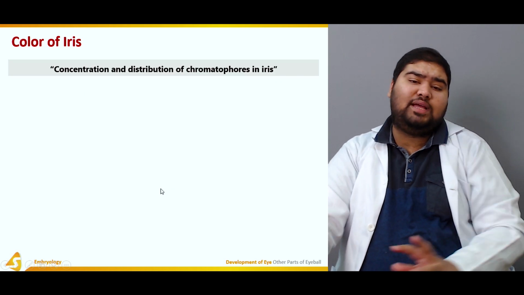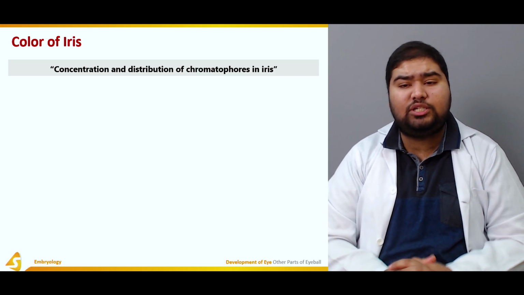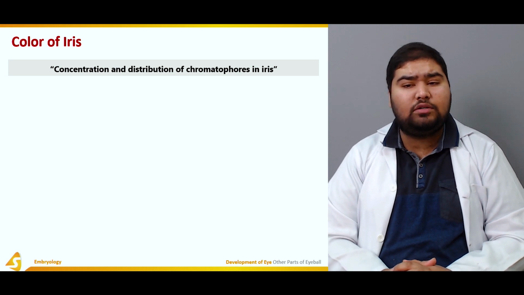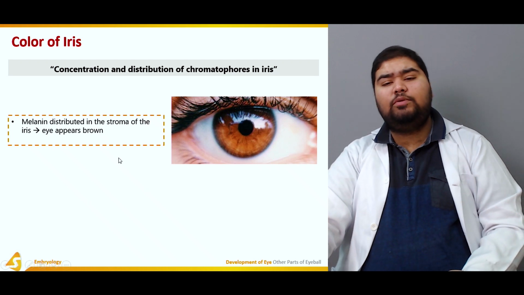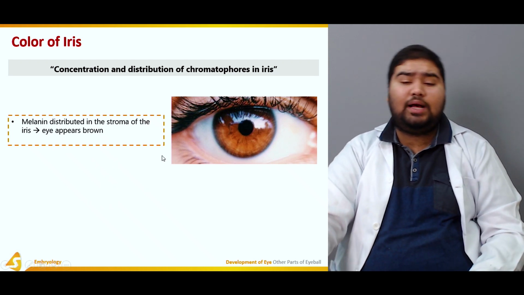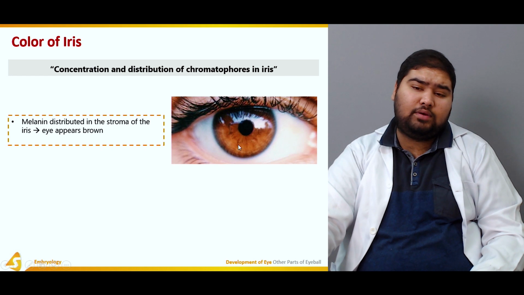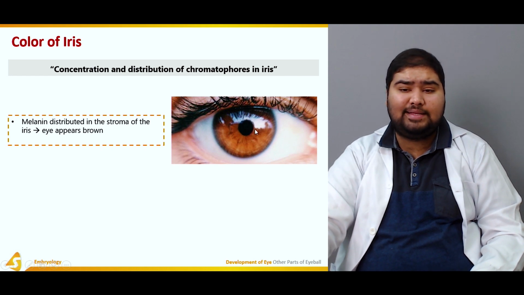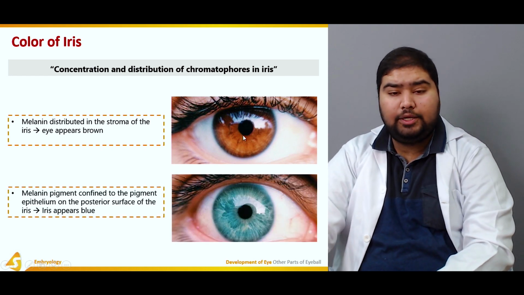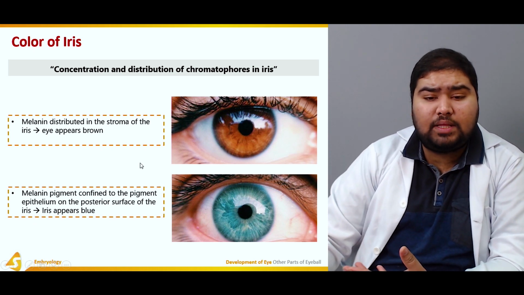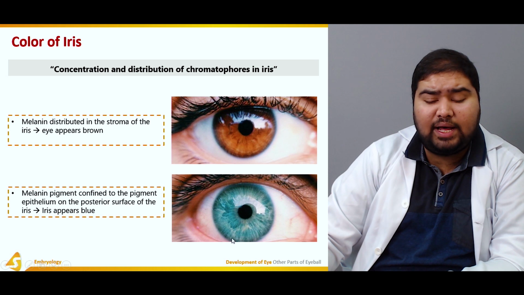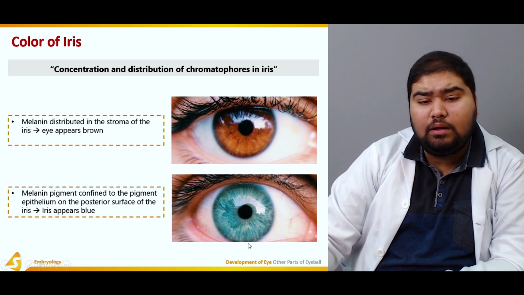Now, the color of the iris is due to the concentration and distribution of the chromatophores in the iris. Melanin is distributed in the stroma of the iris, and the eyes appear brown. Here you can see this is the iris and this is the pupil. If melanin pigment is confined to the pigment epithelium on the posterior surface of the iris, the eye may appear blue.